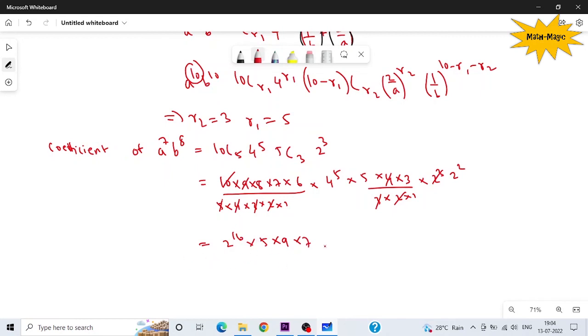So if you combine all the 2's, you get 2 raised to 16 into 5 into 9 into 7. If we compare this with k into 2 raised to 16, this implies that the value of k is 5 into 9 into 7, which is equal to 315. So the answer is 315. Thank you.